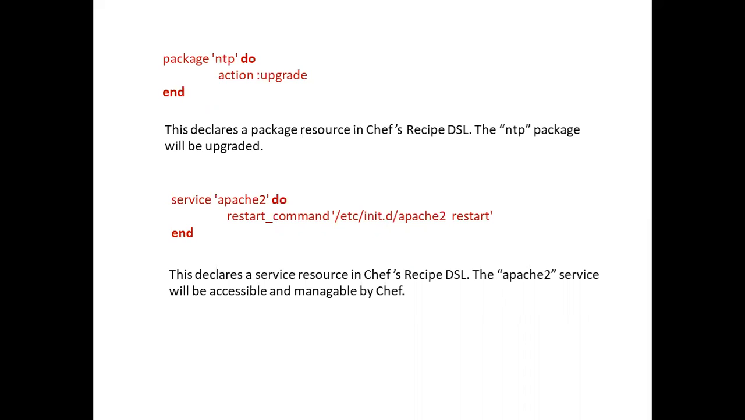Similarly, I want to restart Apache. If it is a binary developed by some company, I can simply say restart. But in case it is a custom restart, where I have to have a path and all that, then you can use this restart underscore command with the resource called Apache 2 or whatever. So it clearly indicates that service and all these are resources in the Chef Recipe DSL. Apache 2 here in the above command is the service that will be accessible and managed by Chef itself.